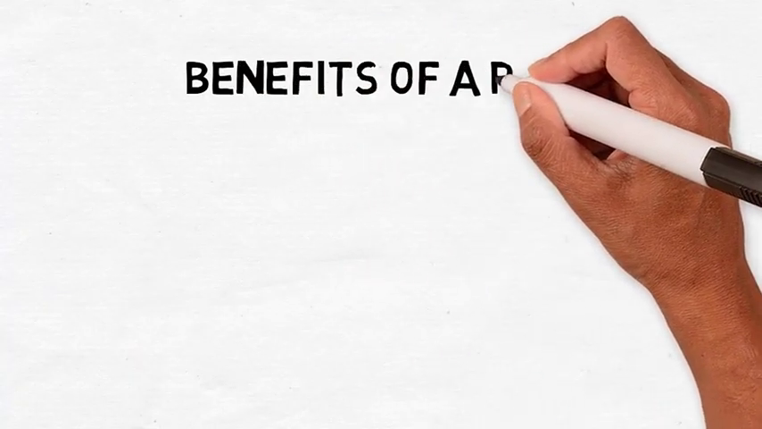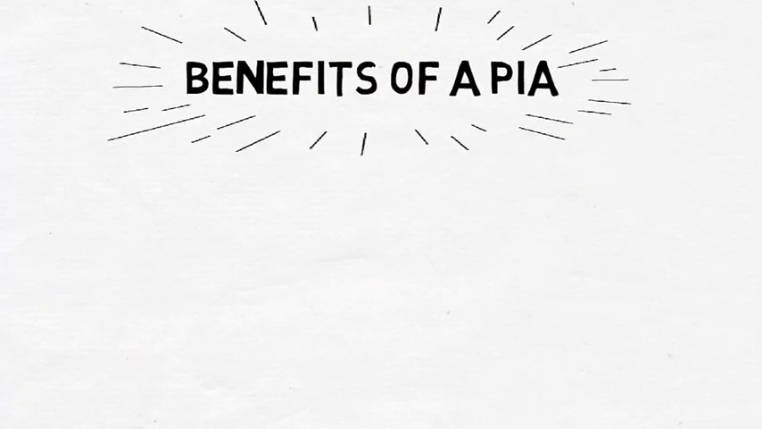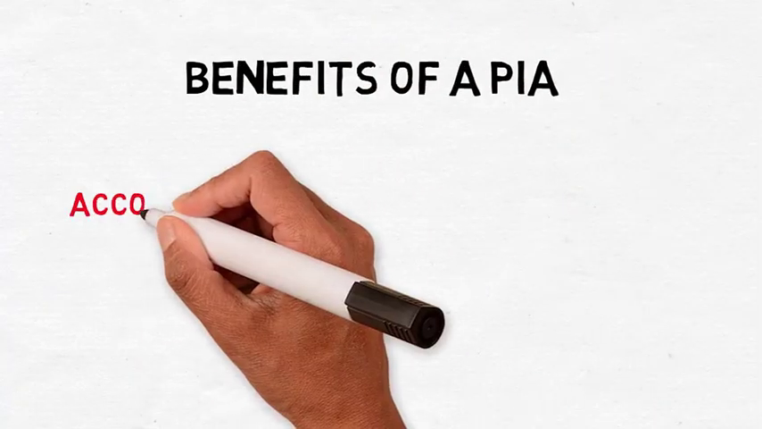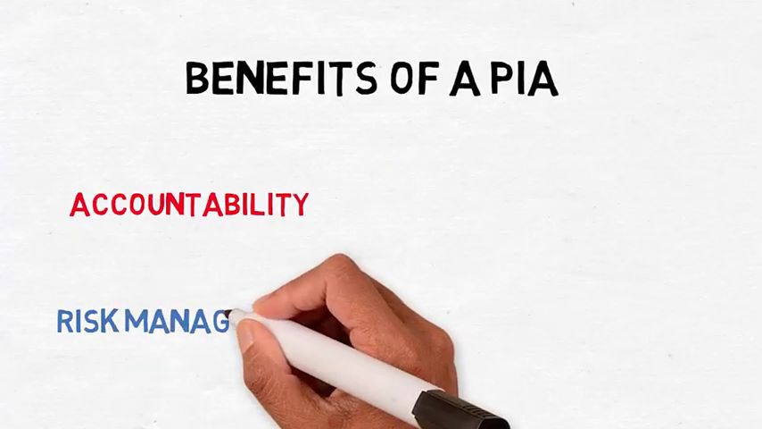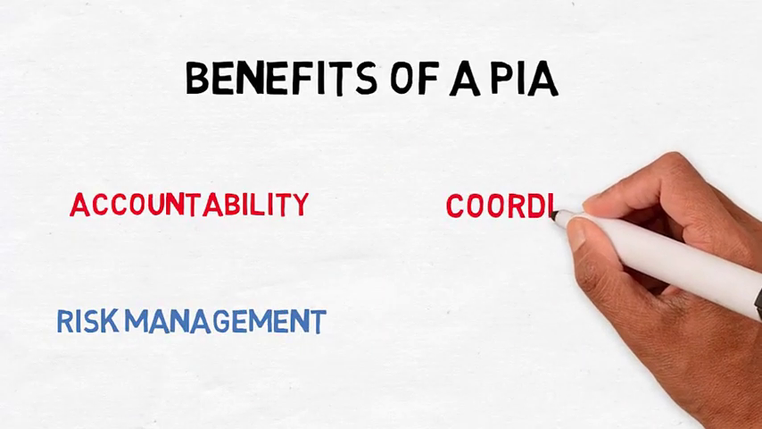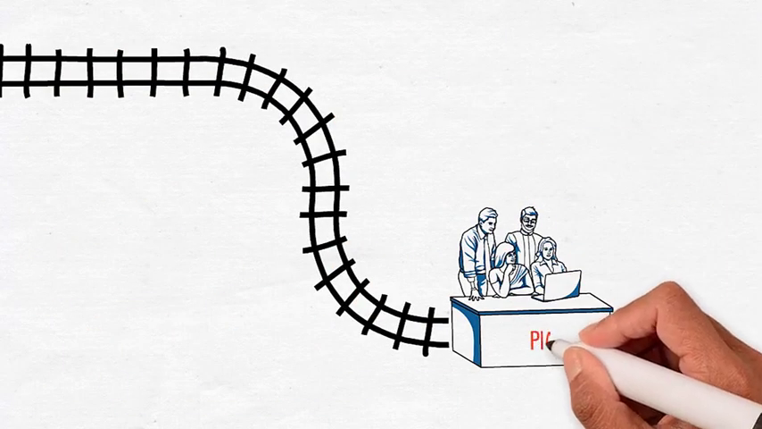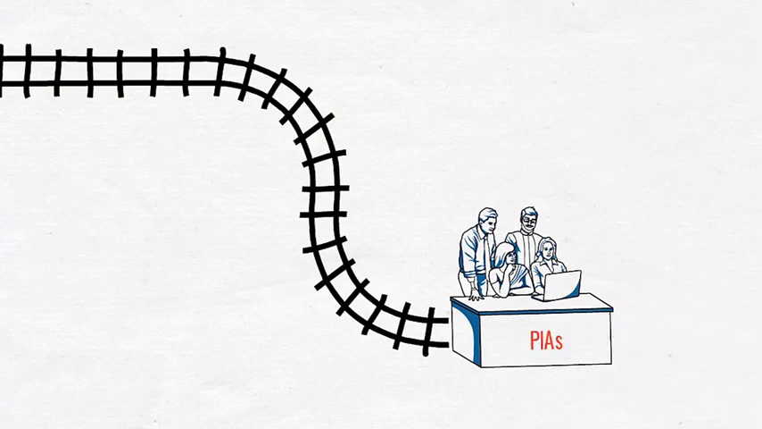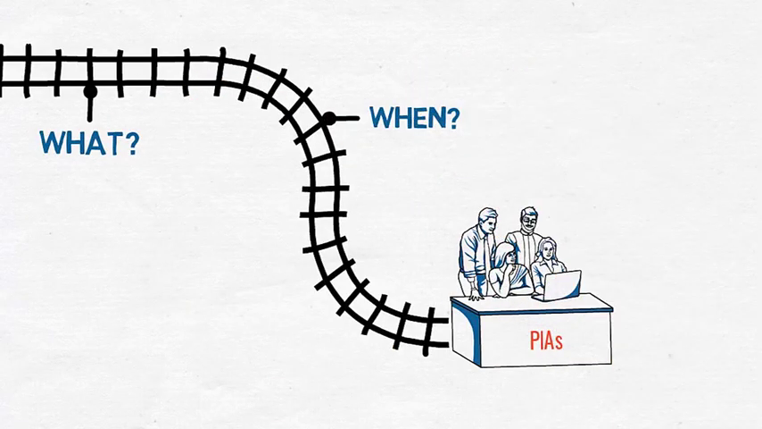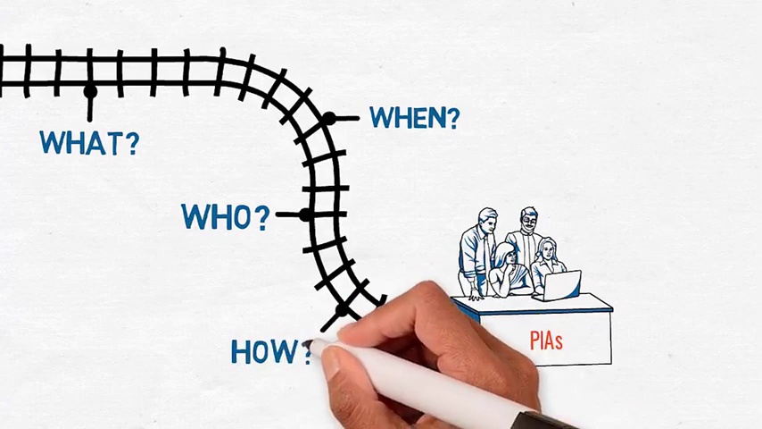A privacy impact assessment is one of the most valuable tools federal agencies use to ensure accountability, manage privacy risks, coordinate with stakeholders, and increase transparency. In this tutorial, we'll cover what privacy impact assessments are, when federal agencies conduct them, who should be involved, and how PIAs create transparency.